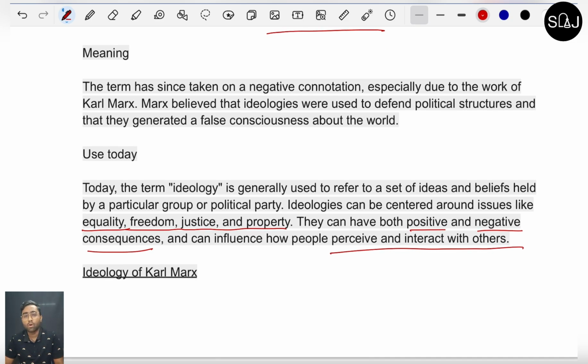Now, what was the ideology of Karl Marx? That we will discuss right now.